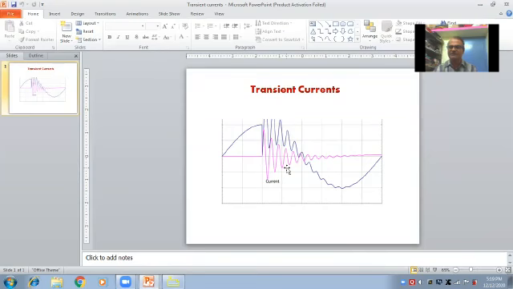So this is because of the presence of transient currents. When the transient currents are flowing, the current is not a sinusoidal one and it is not a smooth one like this. It is observed like a disturbance. So this is the transient currents.